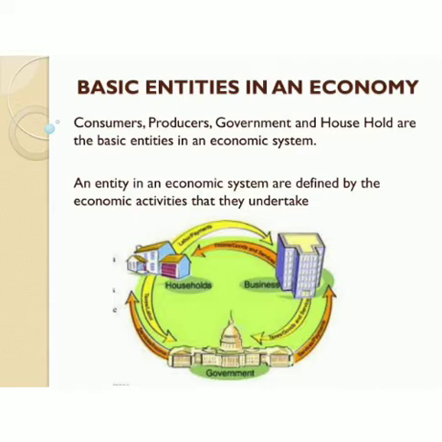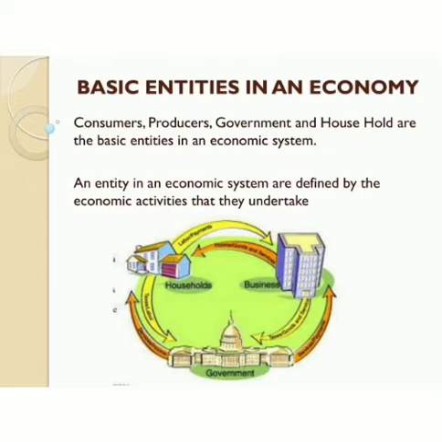These basic components are called basic entities of an economic system. An economic entity is understood by the economic activities that they undertake. So if you want to recognize whether a particular economic entity is a consumer or a producer or a government, you just have to find out what they are doing. According to the activity that they do, we will come to understand whether an economic entity is a consumer or a producer or a government or a household.